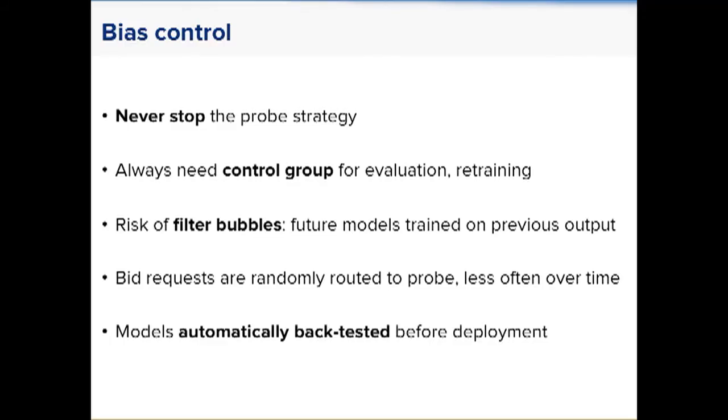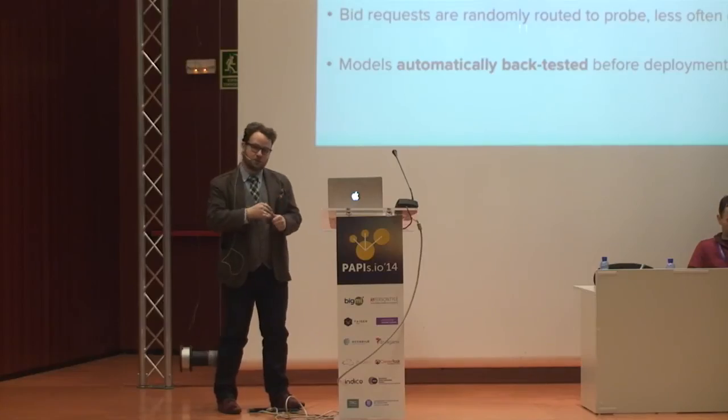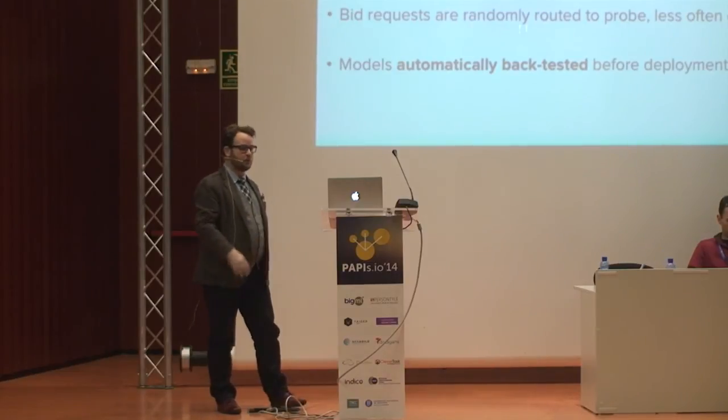So basically the way this goes over the long run is that bid requests, when they come in, are randomly routed either to the probe or to the optimized strategy throughout the length of the campaign. But the bid requests are routed to the probe less and less often over time. And finally, we use this ongoing probe data. Every time we retrain a model, we simulate the performance of that model; we basically backtest over the historical data that we've collected from the probe. And if the model doesn't beat the baseline or doesn't beat the previous model, it's rejected and not put into production. Again, this is fully automated.